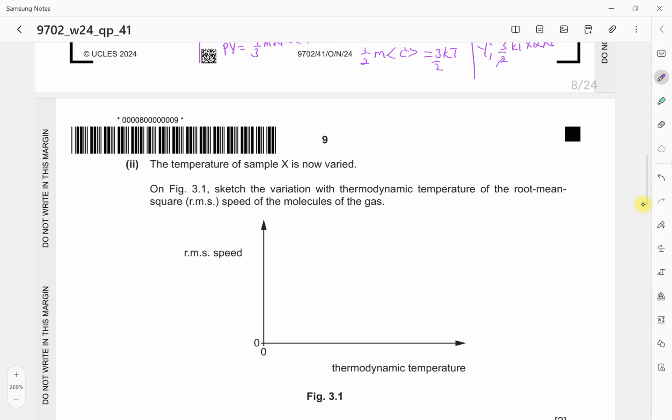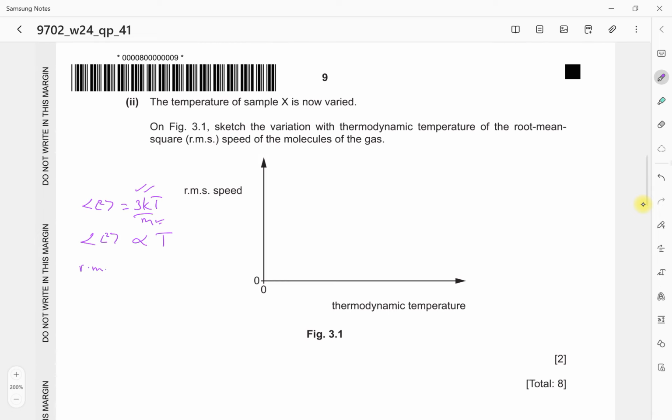Okay. The temperature of sample X is now varied. On the figure, sketch the variation with the thermodynamic temperature of the root mean square speed of the molecules of the gas. We have already seen that the mean square speed is equal to 3kT divided by m. Of course, 3 is constant, k is constant, and the mass of the gas is constant, so the mean square speed is directly proportional to T, which means that the root mean square speed is going to be directly proportional to the square root of T.